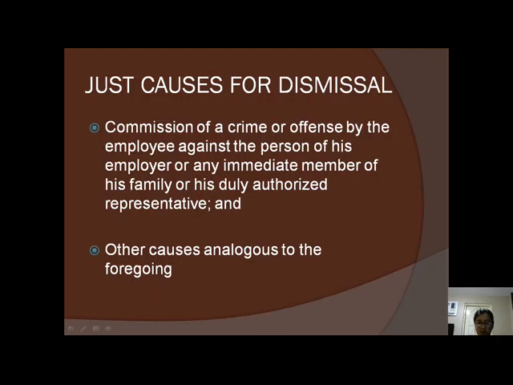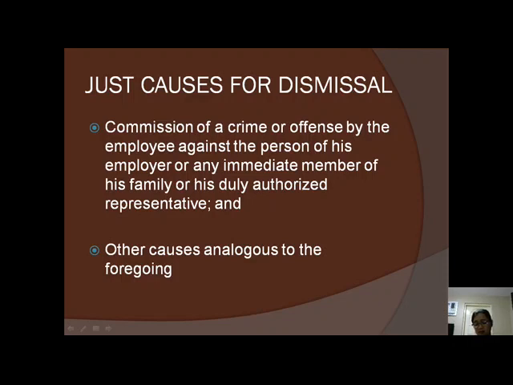lawsuits are very expensive, no, on the part of the employer, because you need to pay the lawyers. And of course, whatever the decision, if it's unfavorable to the employer, then the employer will pay whatever the monetary claims, no? Like if part of the decision is to pay the full back wages, the reinstatement, and all other things. So it's very costly on the part of the employer.